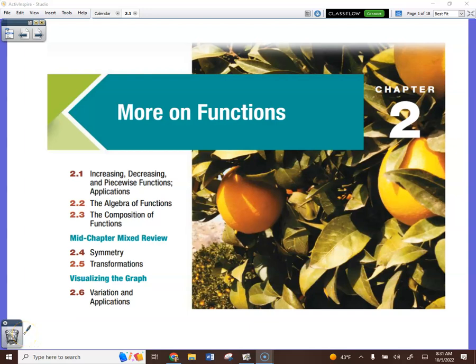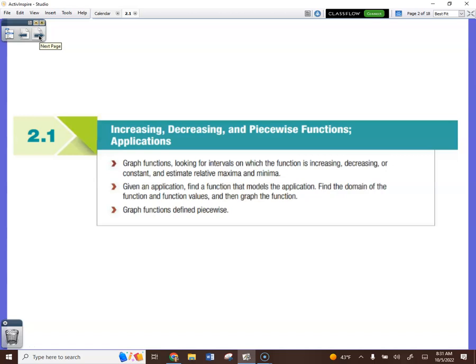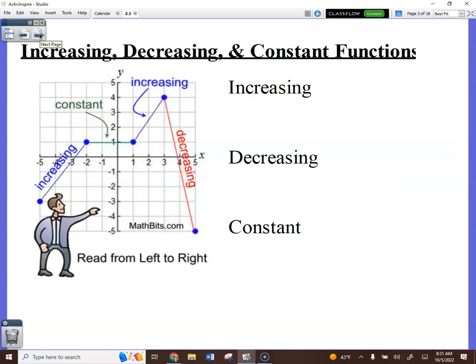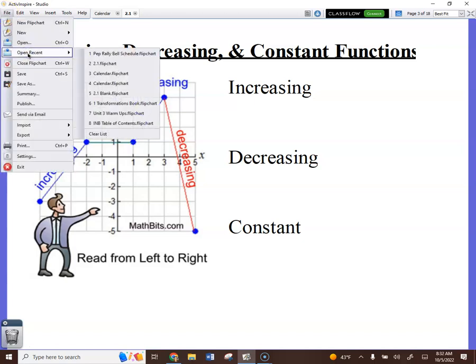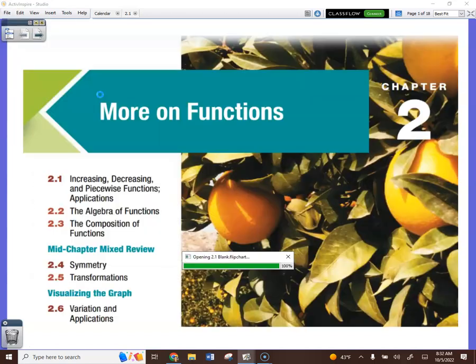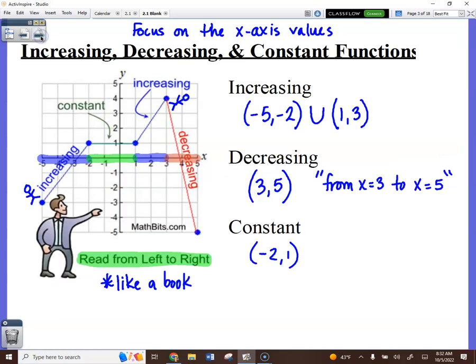Yesterday we started chapter 2. We're doing increasing, decreasing, and constant intervals. It didn't save my work, I don't know why. Oh wait, yes it did. It's on this one.